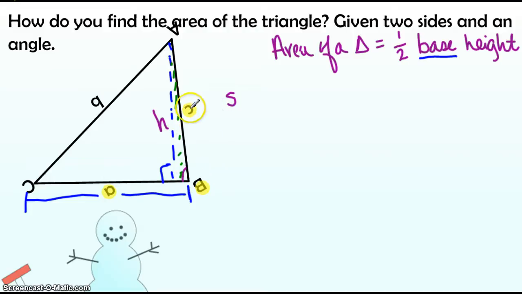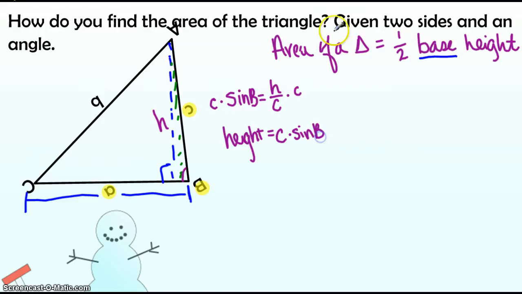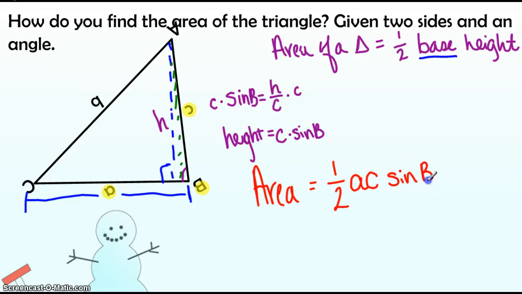Sine uses the opposite side and the hypotenuse, so I'm going to say the sine of B equals my side opposite over my hypotenuse. I want to isolate the h for the height so we can solve for that. So my height equals C times the sine of B. We're going to plug that into our formula. So the area of this triangle is going to equal 1/2 my base, which was side length A, and my height, C times the sine of B.